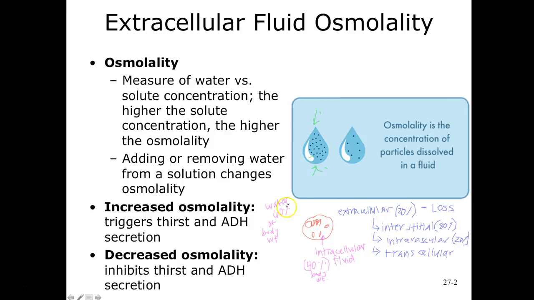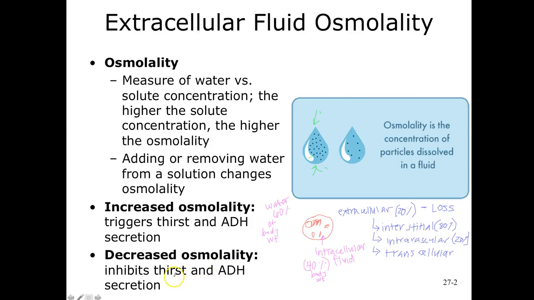So now that we've got where these fluids are coming from, let's talk about what happens when we increase or decrease the osmolality within them. If we have increased osmolality, our body is going to trigger thirst from the hypothalamus and start to secrete ADH, that antidiuretic hormone. By the way, I think I forgot to mention this in the urinary system: this is also called vasopressin, and we'll talk about that more in our endocrine lecture next quarter. And for decreased osmolality, of course, we're going to inhibit our thirst and also inhibit our ADH secretion.